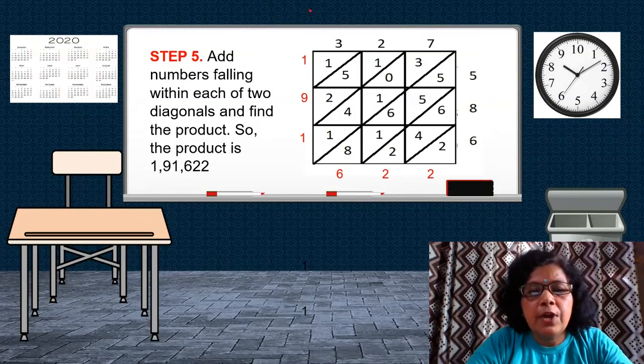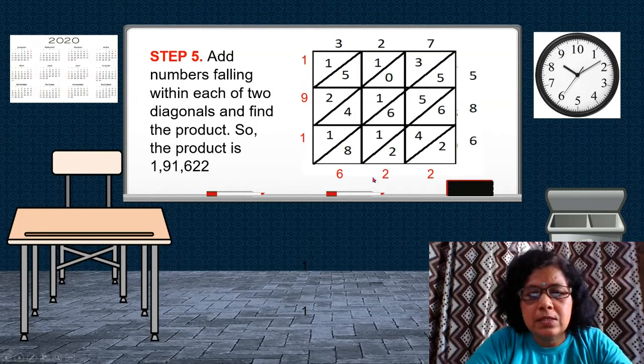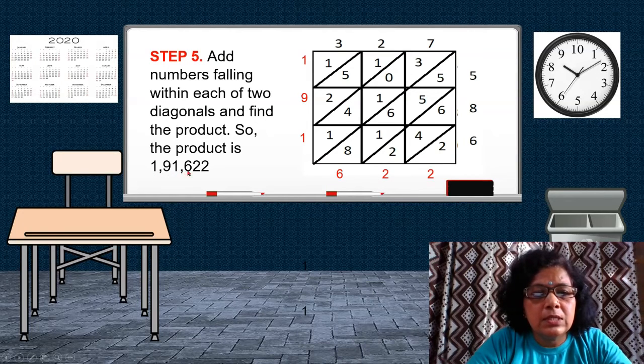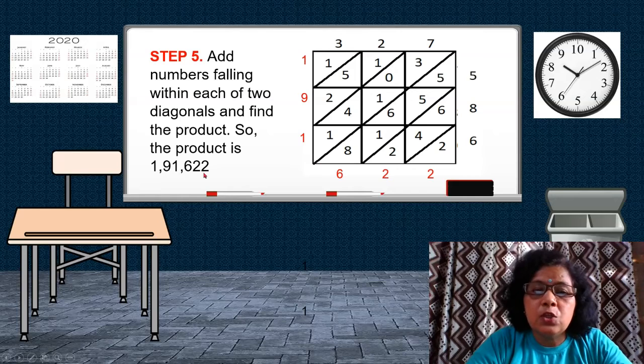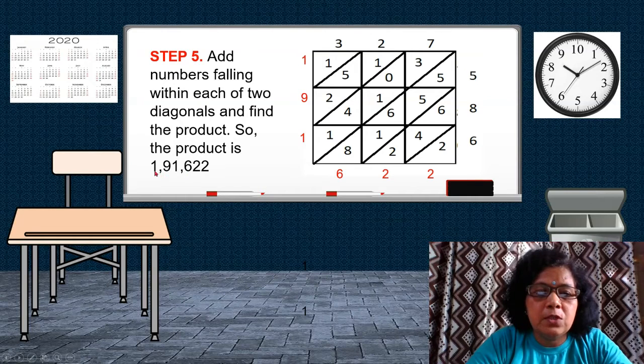Now students, we have to write all these numbers 1 9 1 6 2 2 in a straight line. 191622. Students, don't forget to put commas according to the Indian place value system. So it becomes 1,91,622.